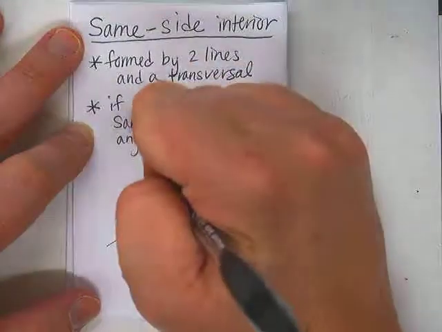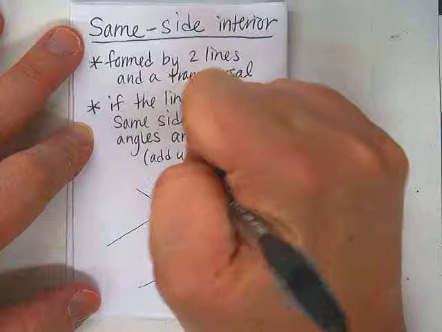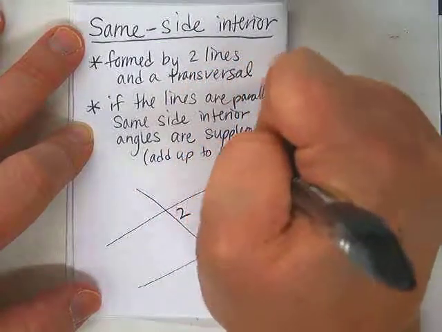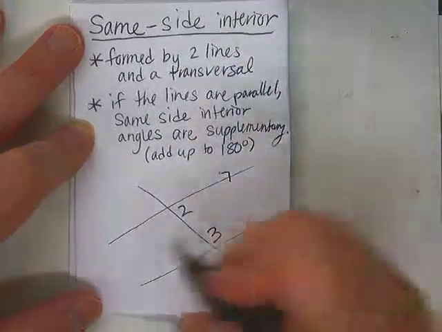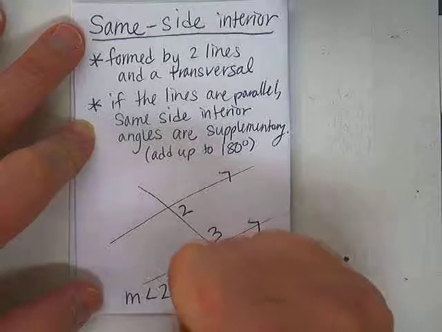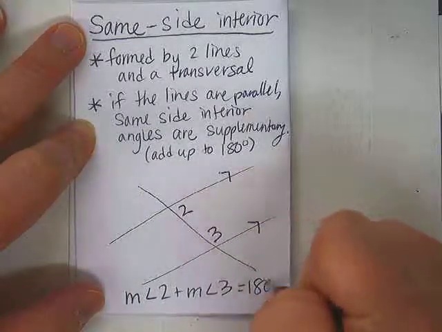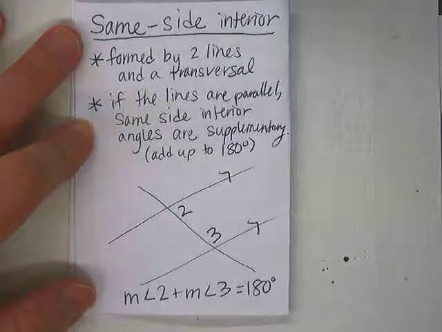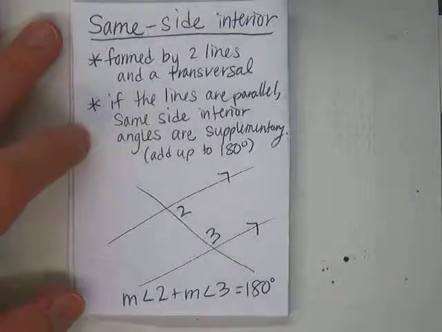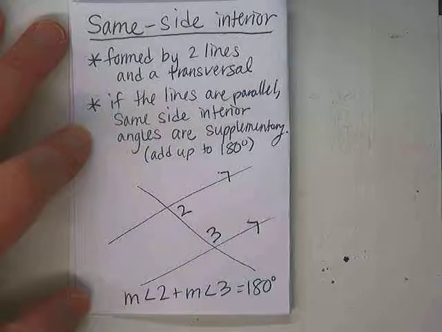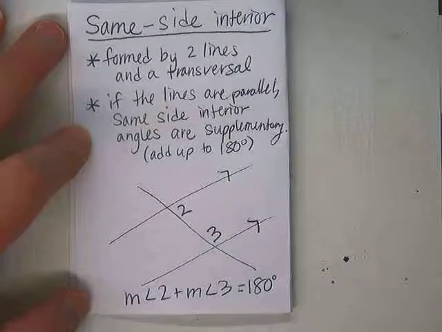Are supplementary. If the lines are parallel, same side interior angles are supplementary. Now what does supplementary mean again? We've got a page in our book about that. They add up to 180, just like adjacent angles do. So the measure of angle 2 plus the measure of angle 3 would equal 180.